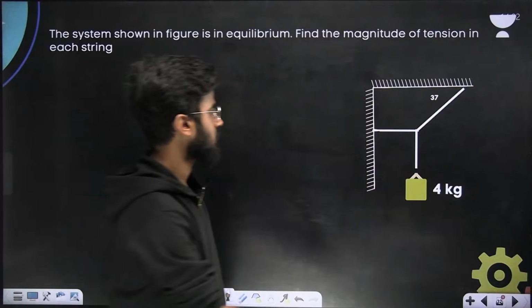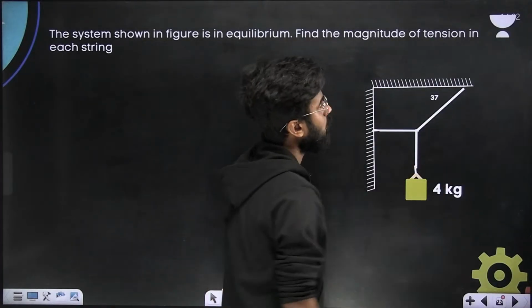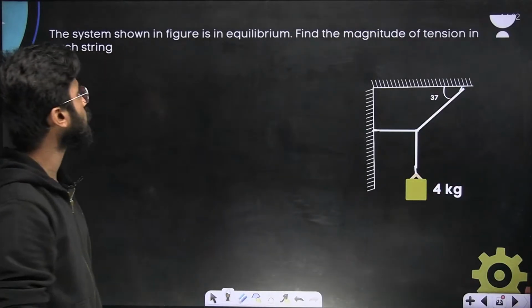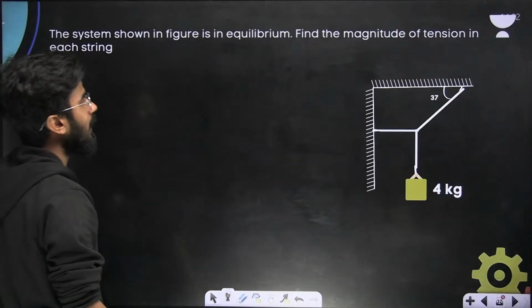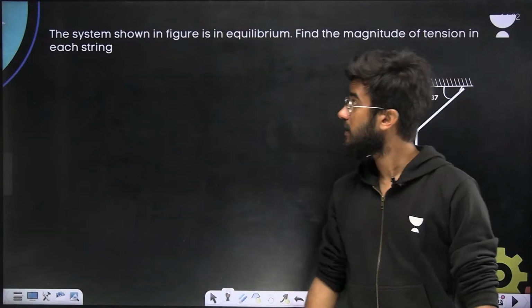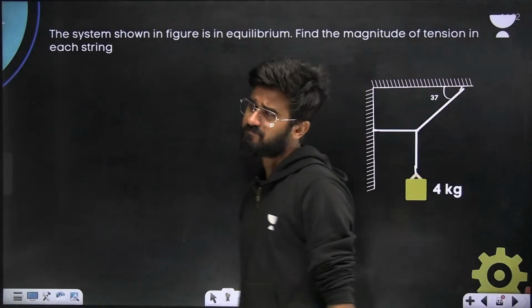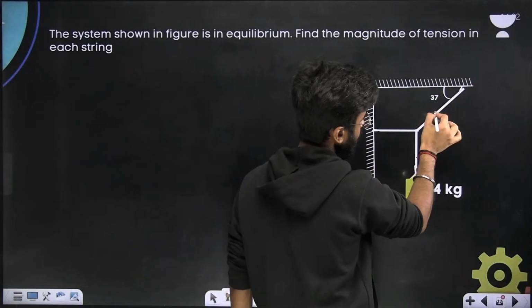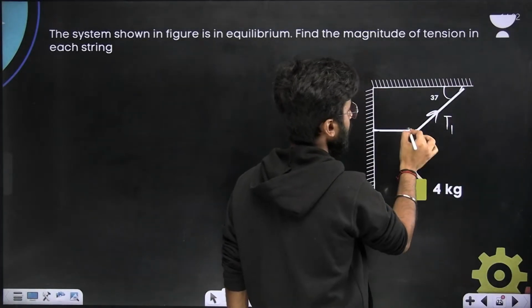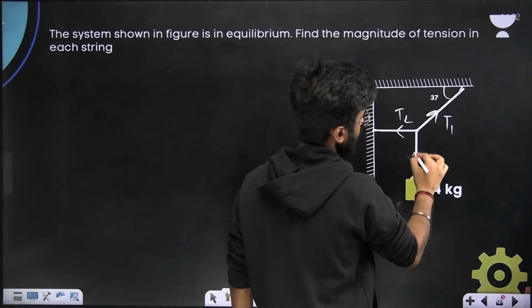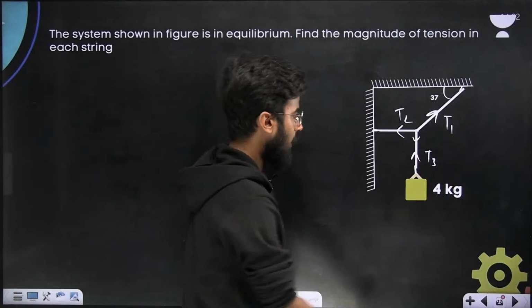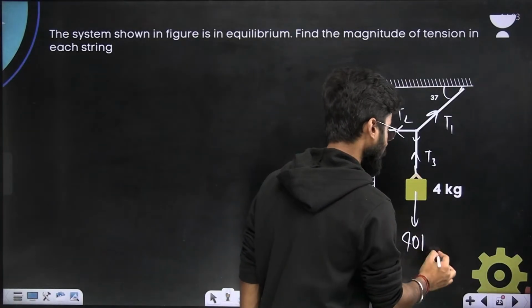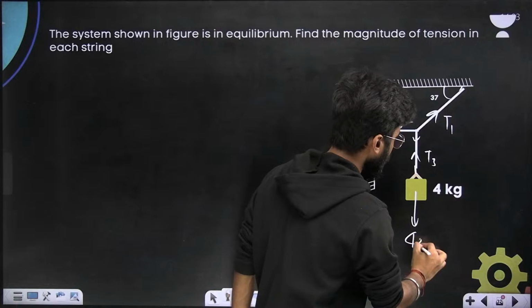So this is the first question. It is saying this angle is 37 degrees. The system shown in the figure is in equilibrium. Find the magnitude of the tension in each string. So suppose there are three strings: this is T1, this is T2, and this is T3. This block is being pulled in the downward direction. This is 4 kg, so 40 Newton.